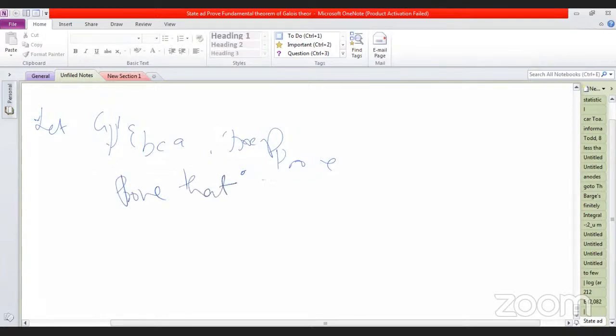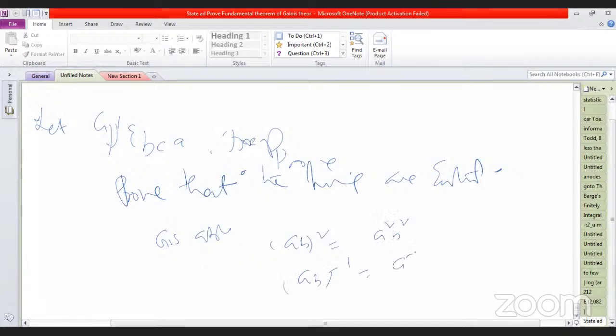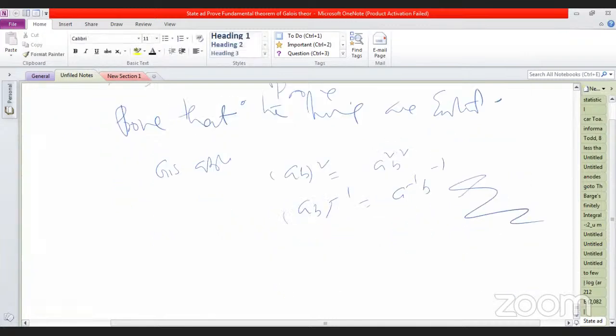Prove that the following are equivalent. This is already told, an important question. G is abelian. (AB) whole square is equal to A square B square. (AB) whole inverse is equal to A inverse B inverse. Already told or not? Yes, sir. This is one question from the examination point of view. Okay, sir. Just a minute. I will show you the PDF.